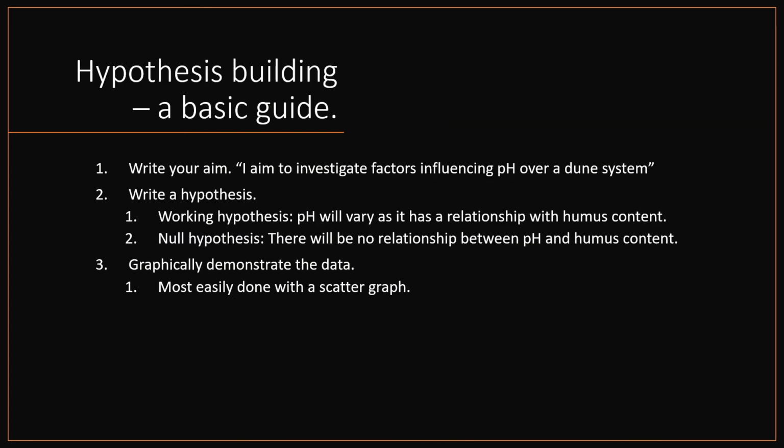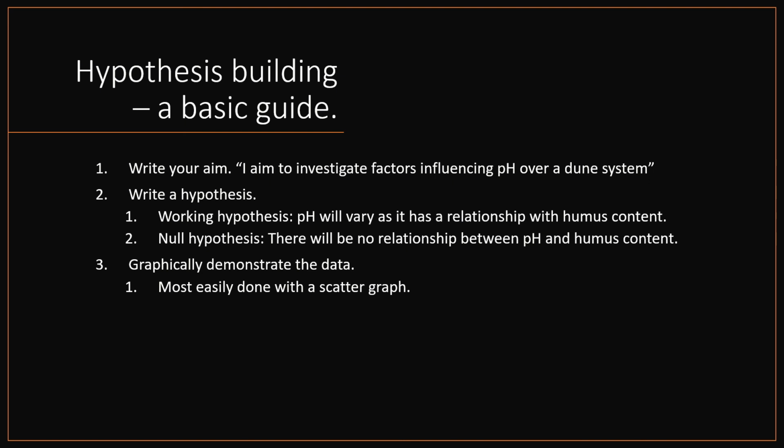Alrighty, so on to hypothesis building. I can only give you a basic guide here, guys, because everybody's study is different. But first of all, you want to write out your aim. I aim to investigate factors influencing pH over a dune system. You then want to write a hypothesis. Clearly the hypothesis would have to refer to that aim. pH will vary, you're going to say, but it must vary because of something. So perhaps it has a relationship with humus content. You would of course have to phrase that as a null hypothesis as well.